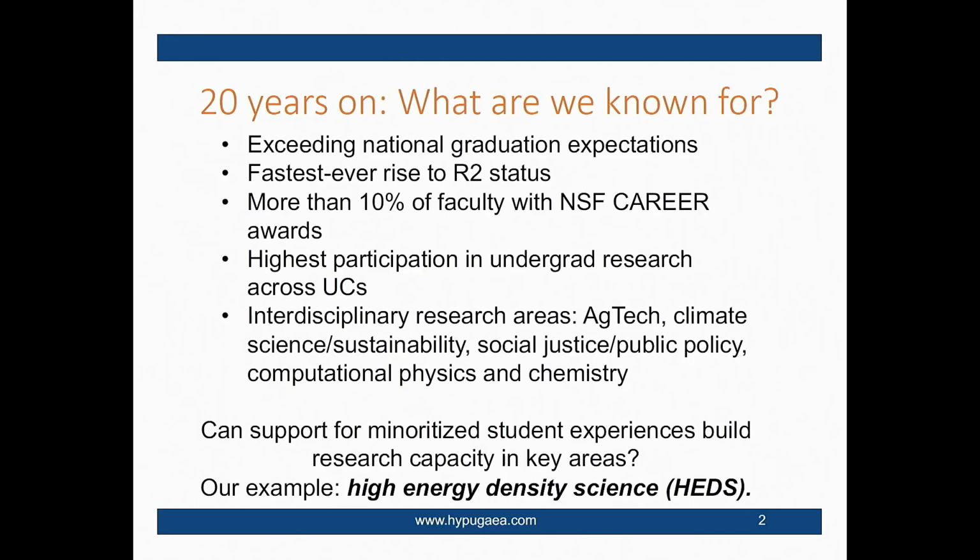But you see that we have a lot of ag tech. We were designated an agricultural institution for the UC recently. We have a big focus on climate science and sustainability. We work a lot in social justice and public policy, and we're known for computational physics and chemistry, which is what I do, so I don't know if everybody would say that, but we have a pretty large group for the size of the departments that we have in chemistry and physics. Depending on how you count, 7 or 8 different computational chemists and physicists really thinking about computational studies for those chemical physics problems.